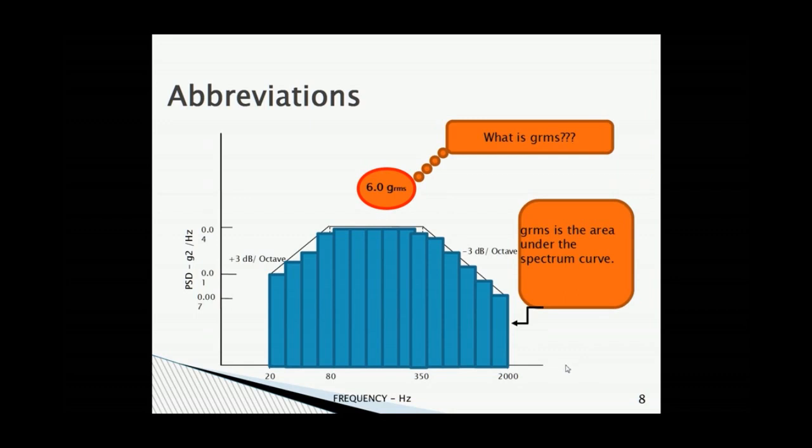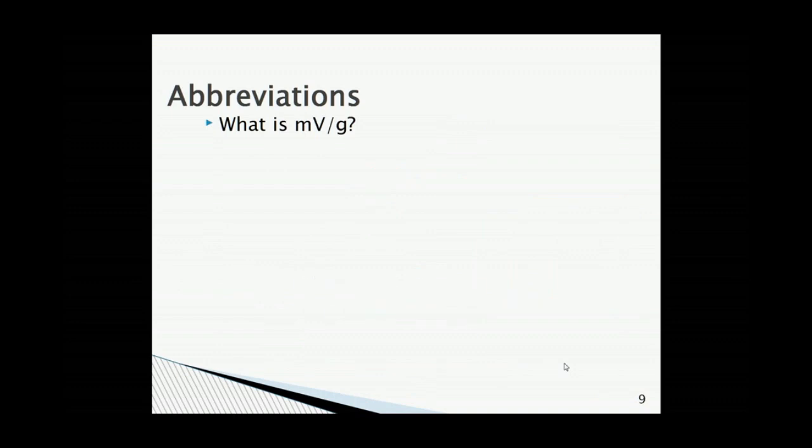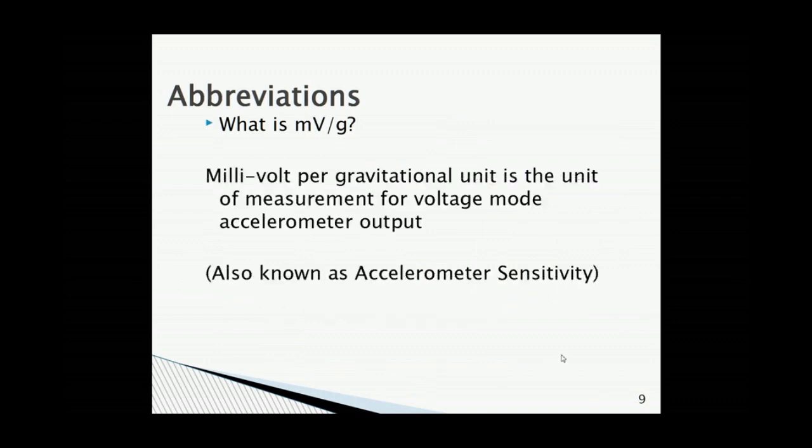Now, moving on, what is millivolts per G? Millivolts per G is the unit of measurement for voltage type accelerometers. It is the voltage type accelerometer's sensitivity. We will define what voltage mode accelerometers are in a later presentation, but for now I wanted to get you familiar with the different abbreviations for units of measurement that you will use in vibration testing. So once again, millivolts per G is the unit of measurement for voltage type accelerometer output.